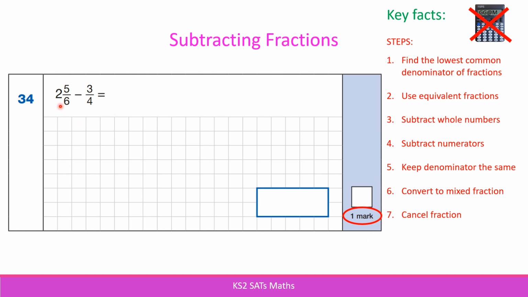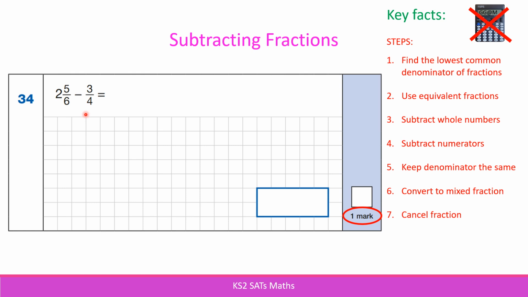There is an alternative method of converting this to a top-heavy fraction, but once you've converted it to a top-heavy fraction, you'll then have to use equivalent fractions to find the same denominator because the denominators are different. So it is much more tricky to do it that method. I will show you how to do it, but I would recommend finding the common denominator of the two fractions here, then doing it with the whole numbers and the fractions separately. Press pause, have a go at working out the answer, and then press play when you're ready to hear the answer.